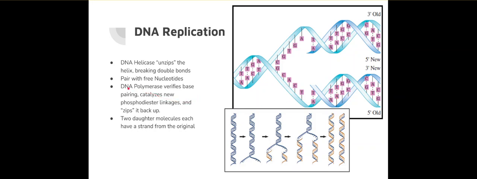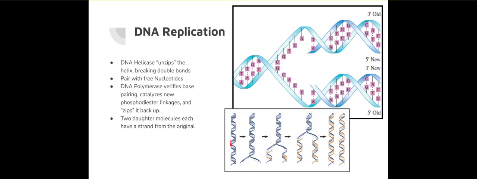And then another enzyme called DNA polymerase. So polymerase, it makes a polymer. It verifies these base pairings and zips them up. And what you ultimately end up with is two daughter DNA molecules that are like the parent DNA molecule.